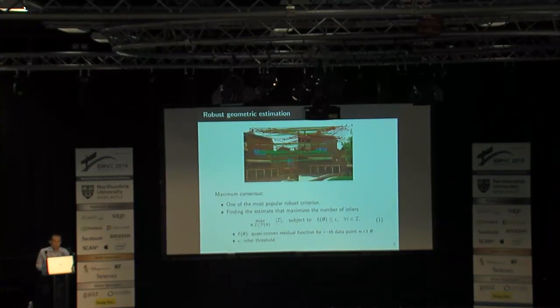Maximum consensus can be expressed in terms of an optimization problem, as shown in this slide. Here, theta is the parameter that you need to estimate, and I is the consensus set, and we would like to maximize the cardinality of I. Here, the f functions are the quasi-convex residual functions, which can be defined differently for different applications, and epsilon is the inlier threshold.